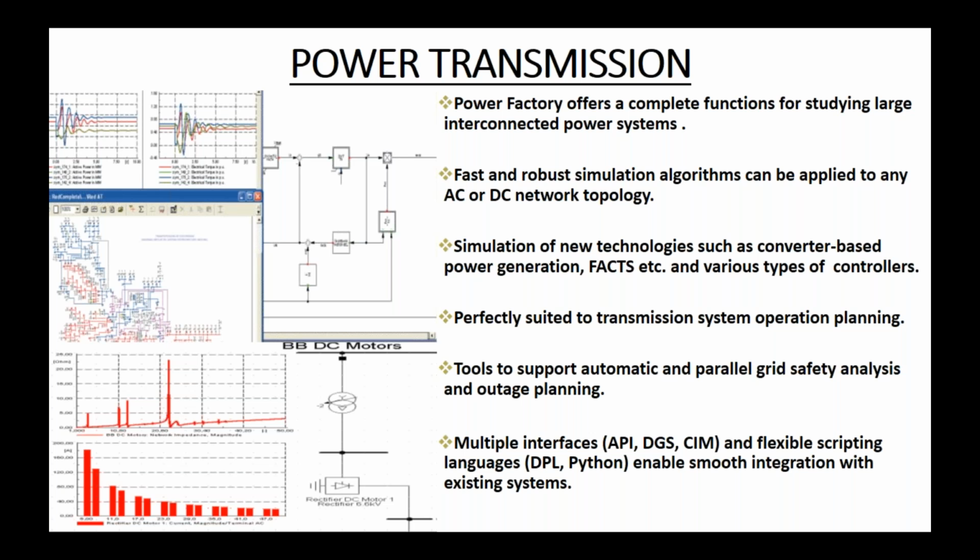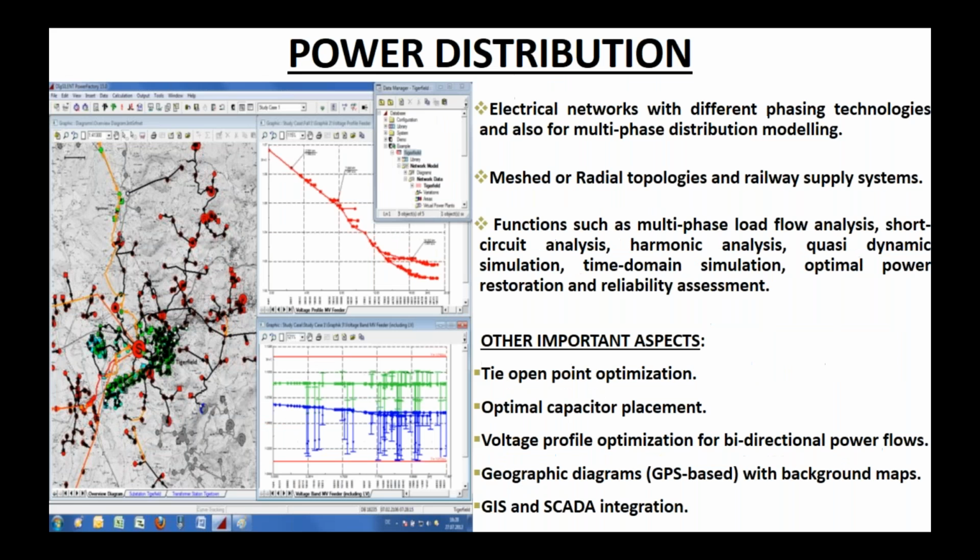Now, power distribution. In power distribution, different phasing technologies such as single wire earth return, two-phase, biphase, or classical three-phase systems have created the need for multi-phase distribution system modeling. For this, PowerFactory provides comprehensive modeling features for studying all kinds of electrical networks with different phasing technologies, such as mesh or radial topology and railway supply systems, to reduce network imbalance, improve quality of supply, and optimize the distribution network. PowerFactory offers a large variety of functions such as multi-phase load flow analysis, short circuit analysis, multiple fault analysis, harmonic analysis, quasi-dynamic simulations, and a lot more.